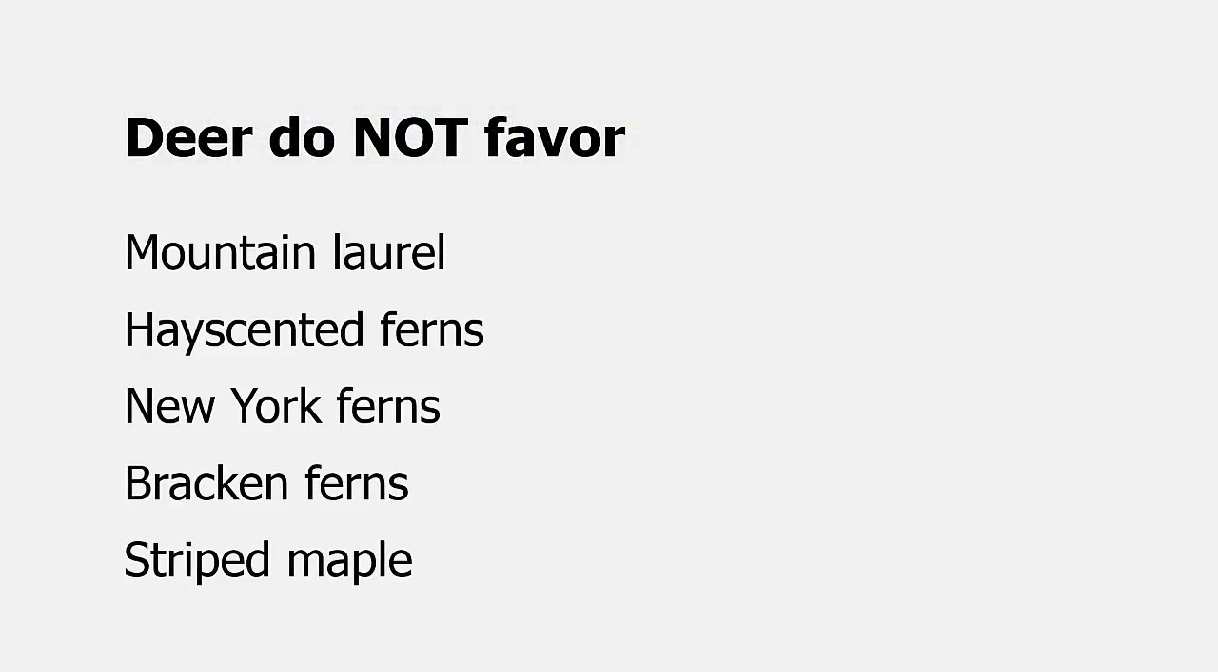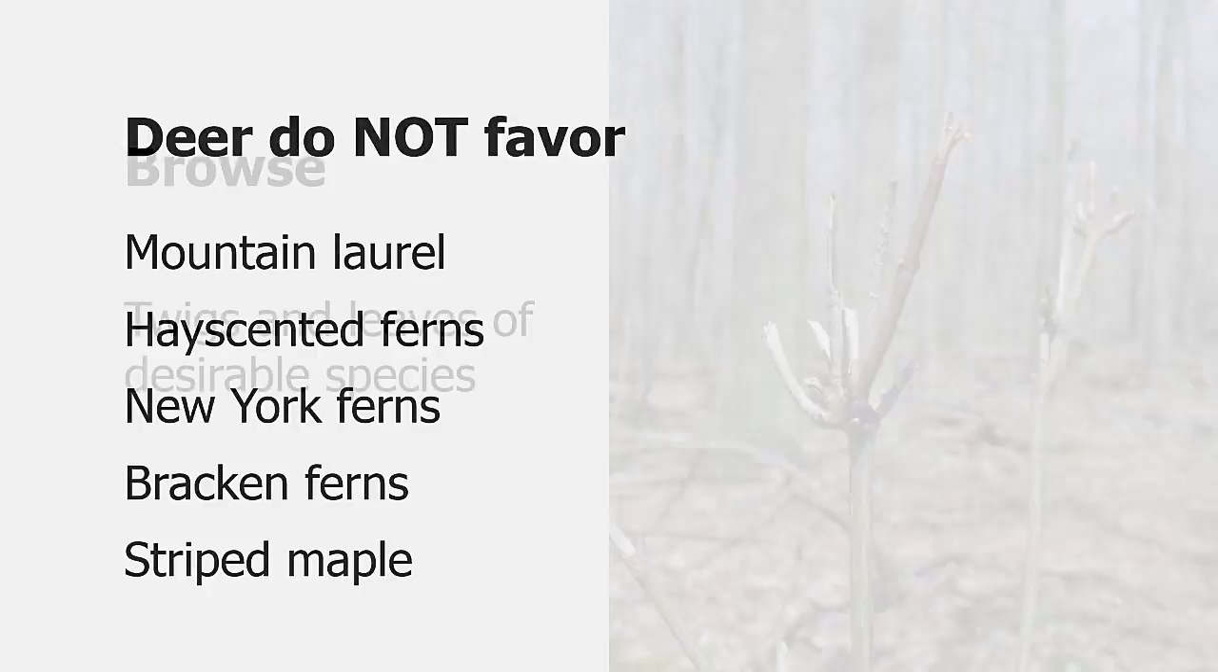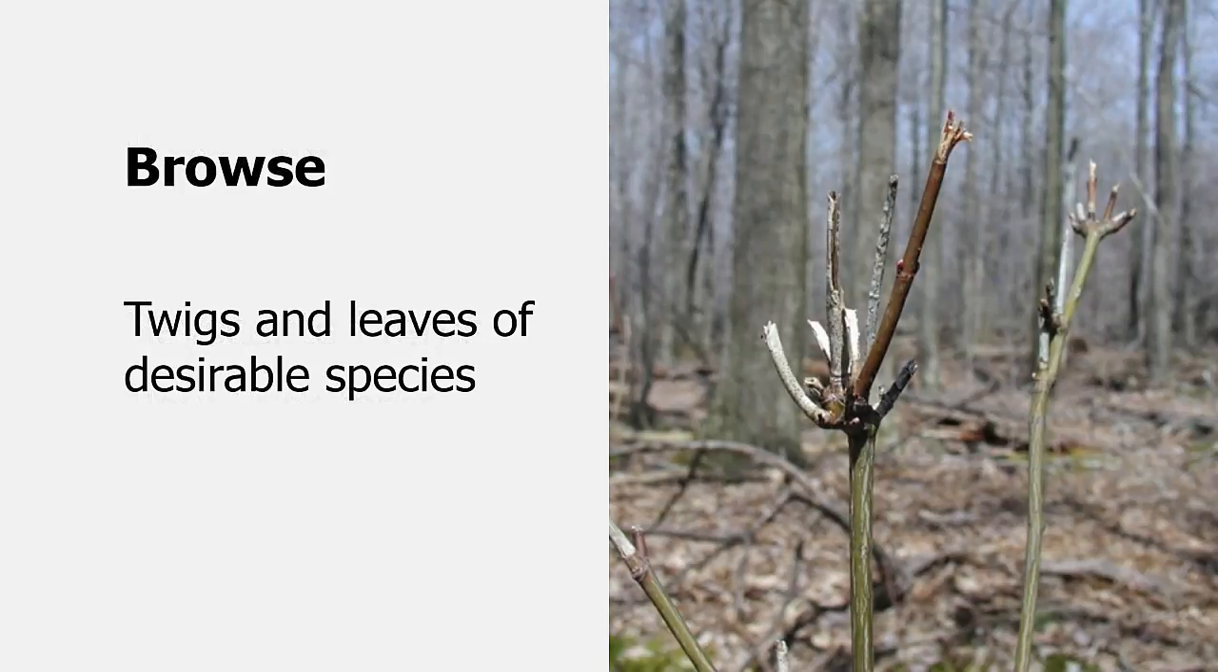Examples of native plants deer do not favor include mountain laurel, hay-scented fern, New York fern, bracken fern, striped maple, as well as other species. Deer eat browse, the twigs and leaves of desirable species. Normally, browse does not exceed the diameter of a common pencil. This is an image of deer browse on striped maple.